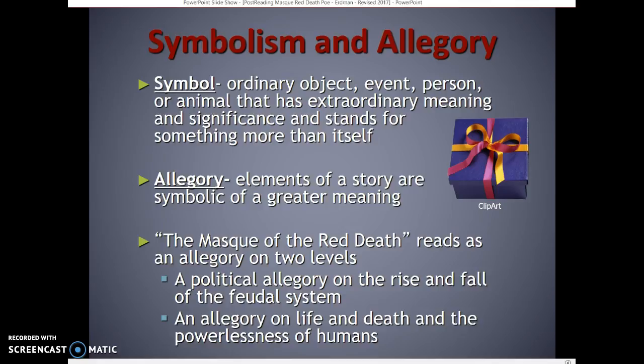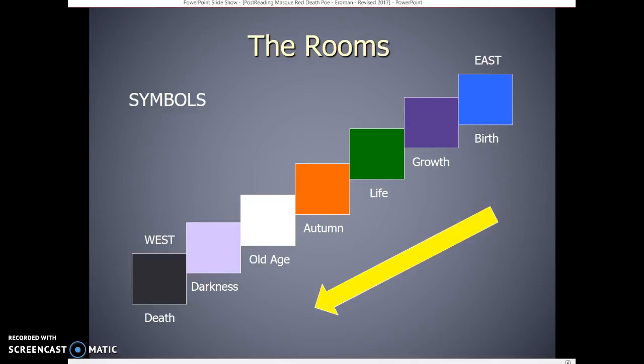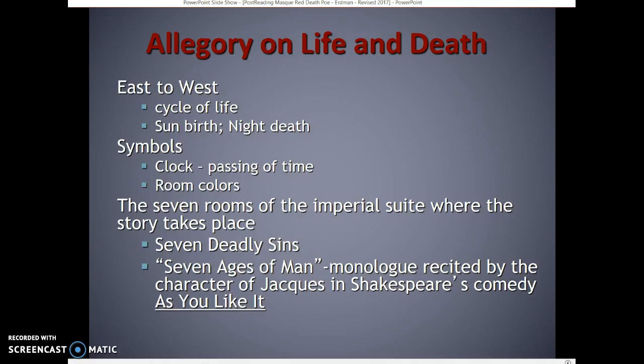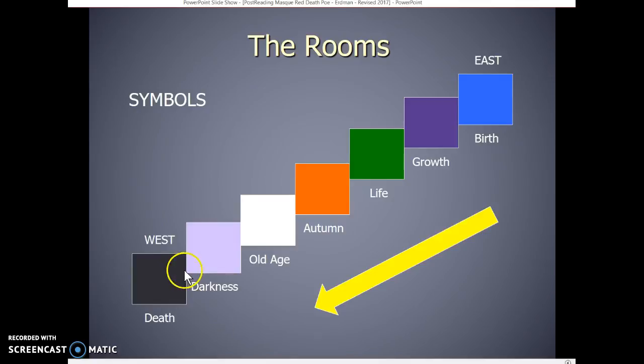So when we do that and we go back and look at the rooms, especially when we talk about east to west, and we think about birth to death, we are going from birth to death. We start in the east and go to the west. Think about the sun in the very beginning. It rises in the east, it sets in the west. The beginning of life in the east and death in the west.